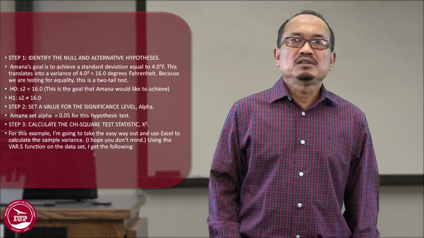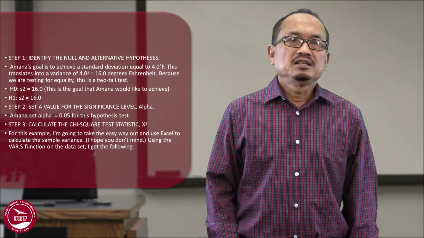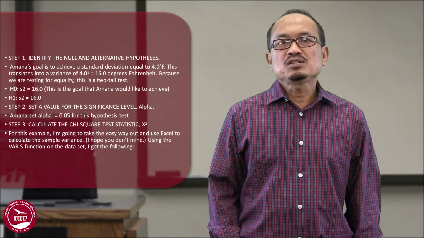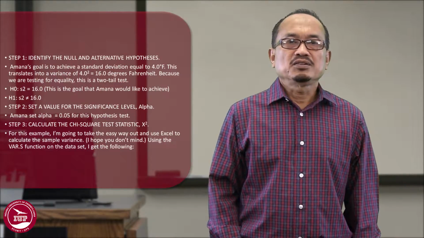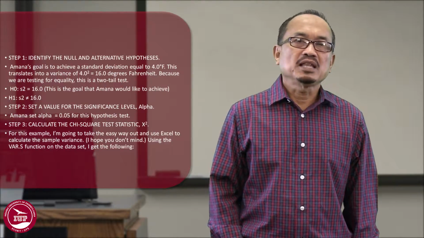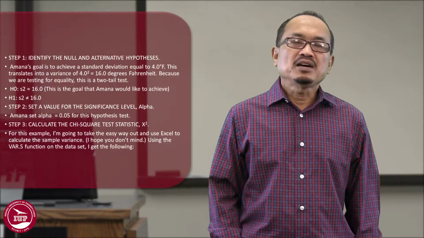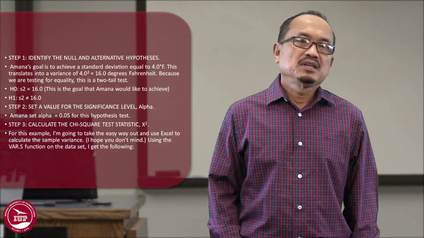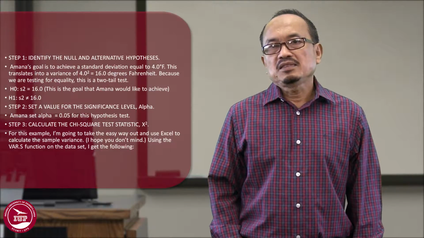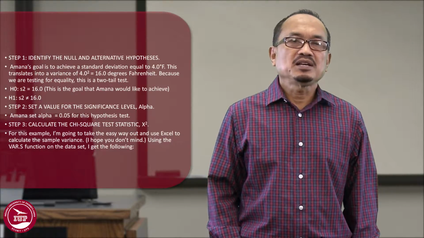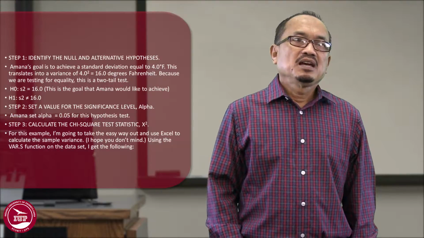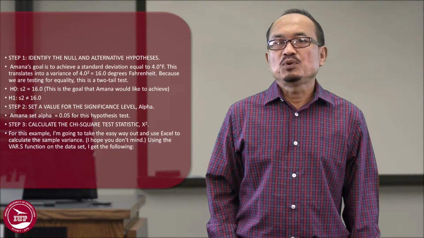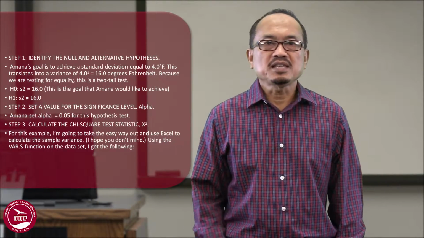So therefore, the hypotheses are: null hypothesis, S squared equals 16, or this is the goal that Amana would like to achieve. Alternative hypothesis, S squared not equal to 16. Step 2. Set a value for the significance level alpha. Amana set alpha equal to 0.05 for this hypothesis test.